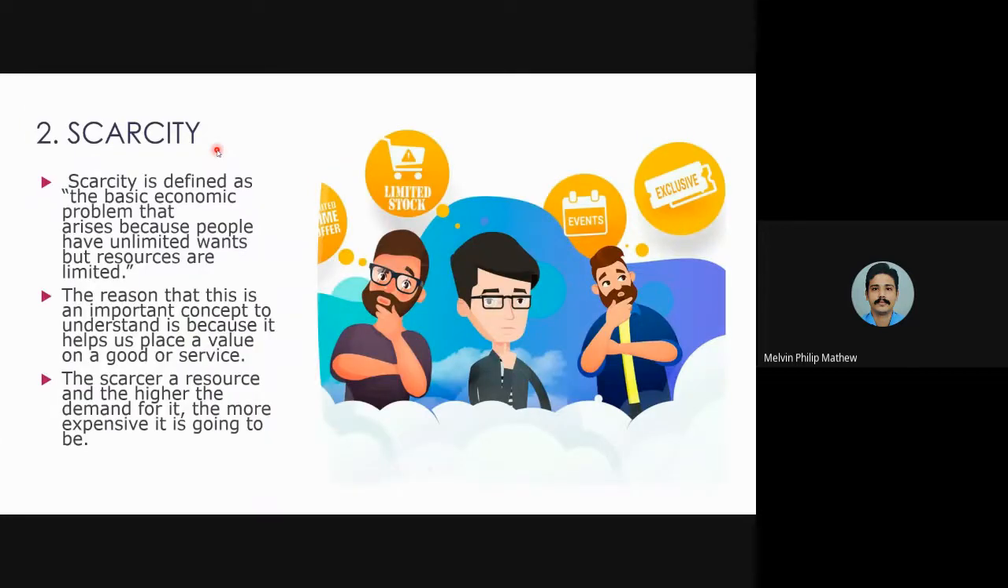Then comes scarcity. It is the basic problem that arises because people have unlimited wants, but resources are limited. So various products, basically quality products, are available scarcely. When people have to buy such products, they will be scarcely available, and it will take much time for production and availability, and that is what is known as scarcity. That occurs when demand is high and the product supply is low. Such a case occurs in the economic aspect of design.